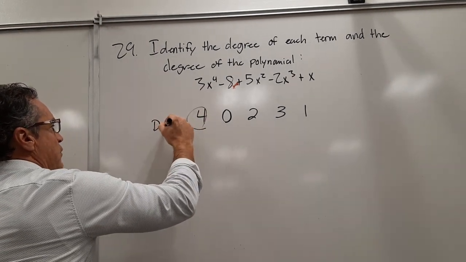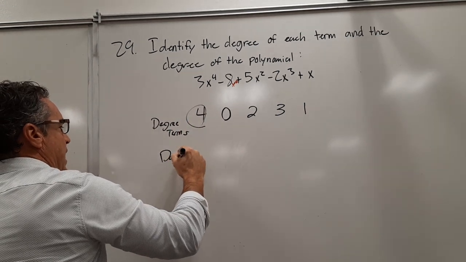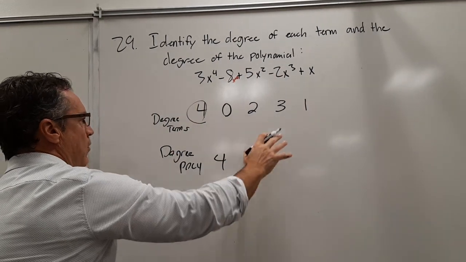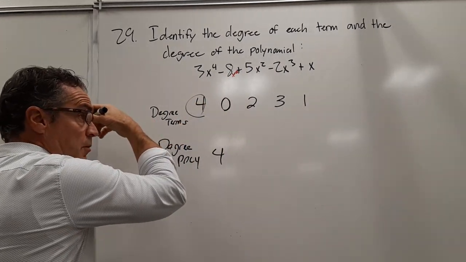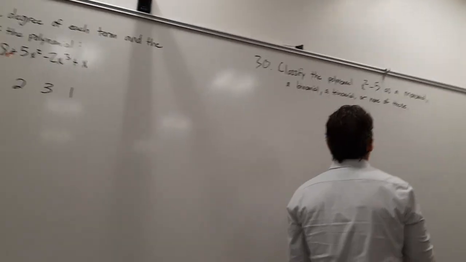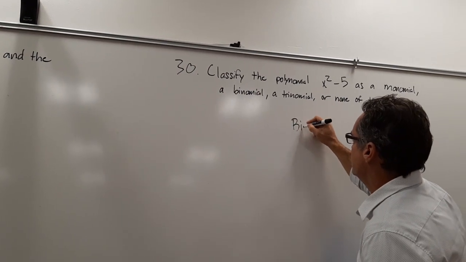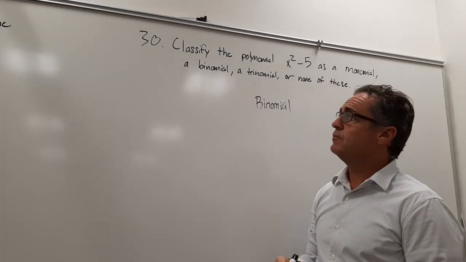So these are the degrees of the terms. So the degree of the actual entire polynomial is 4. We don't add them all up. 4 plus 2 is 6, plus 3 is 9, plus 1 is 10. We take the greatest degree. So the degree of the polynomial is 4. Classify this polynomial, x squared minus 5, as a monomial, binomial, trinomial, or none of these. Obviously, that's 2 terms. It is a binomial, and that's it for these problems.